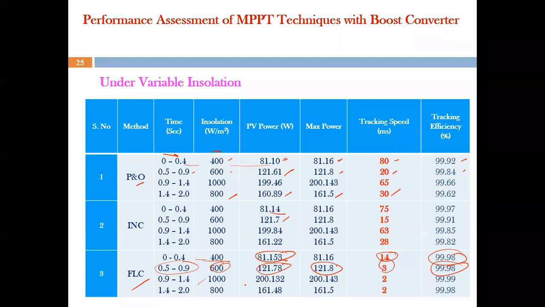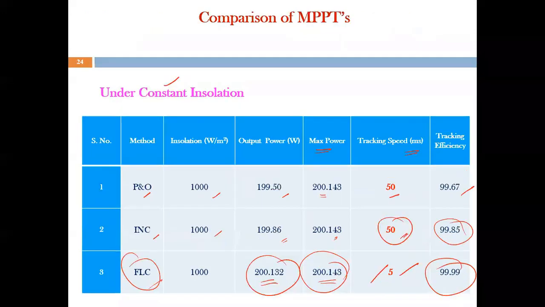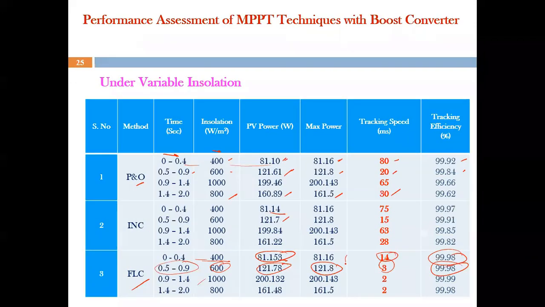99.8. So in all the conditions, whether uniform shading or non-uniform shading, tracking speed is better compared to these two, and tracking efficiency is far better. So what we can say is that by considering either intelligent methods or optimization techniques and PPTs, we can track the speed properly and the efficiency can be maintained at 99, 99.9 percent.